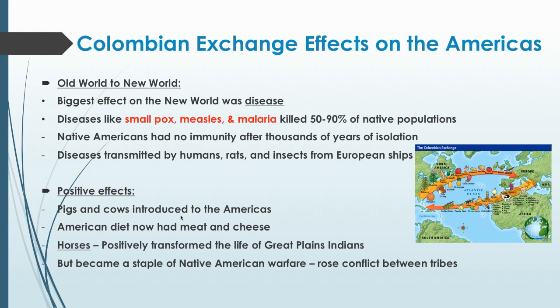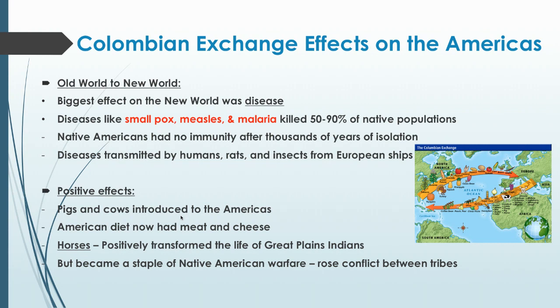However, there are some positive effects of the Columbian Exchange on the New World, especially cattle, animals, pigs, cows being introduced to the Americas. The Americas didn't have any draft animals. They didn't have any animals that they could domesticate or cultivate with. This was a big change. They have pigs and cows. Now the American diet is going to feature much more meat and cheese.